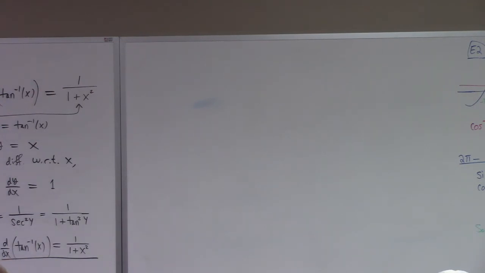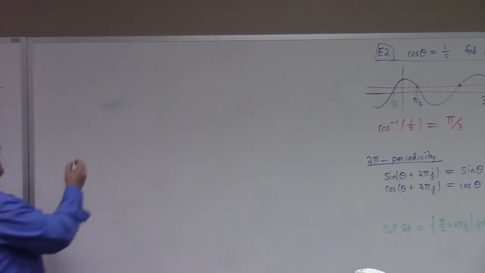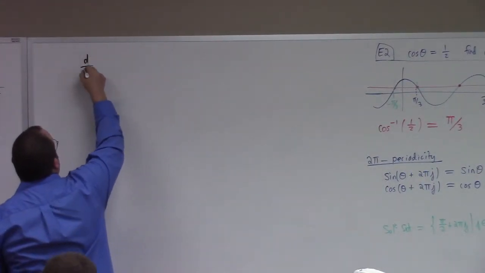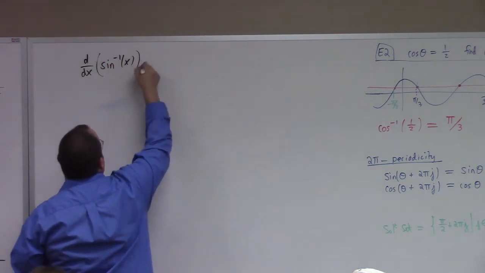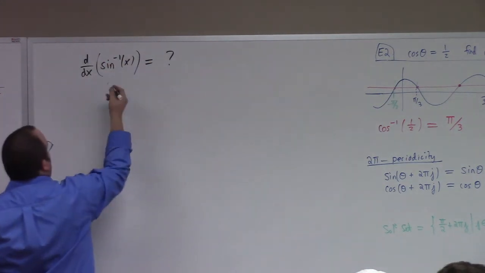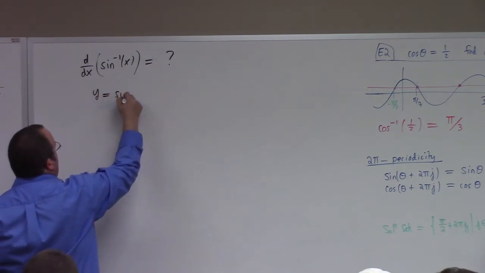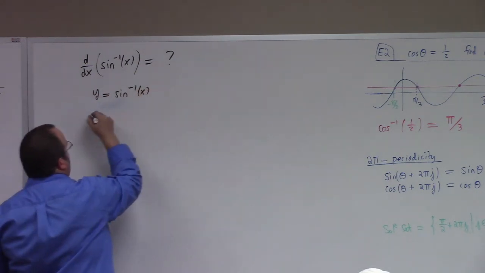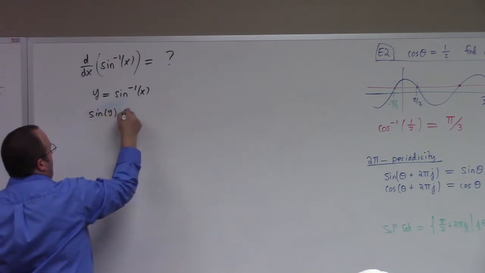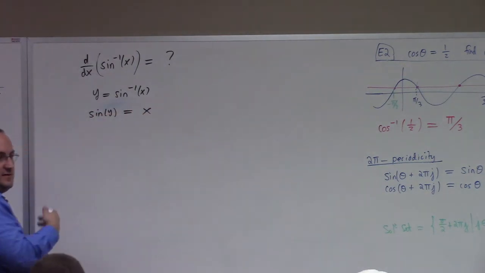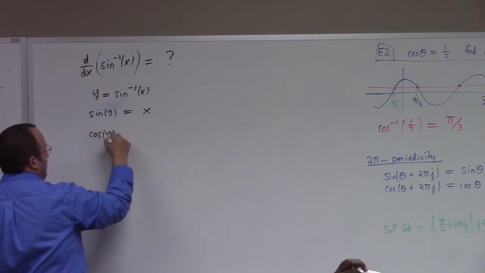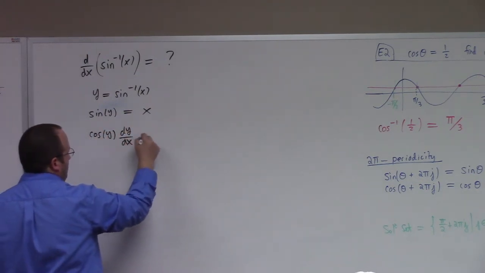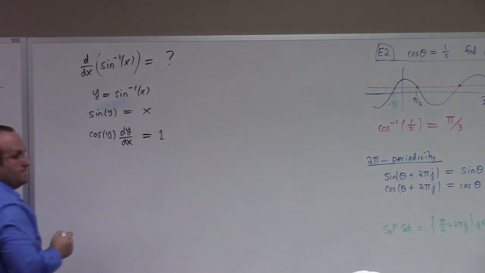How about the derivative of inverse sine? Let's go through that one right quick, and then I'll start talking about the hyperbolics for you guys. What is the derivative with respect to x of inverse sine of x? Here's how I work it out. I say, okay, y equals inverse sine, so sine of y is equal to x. Differentiate, what do we got? Cosine of y dy dx equals 1, right?